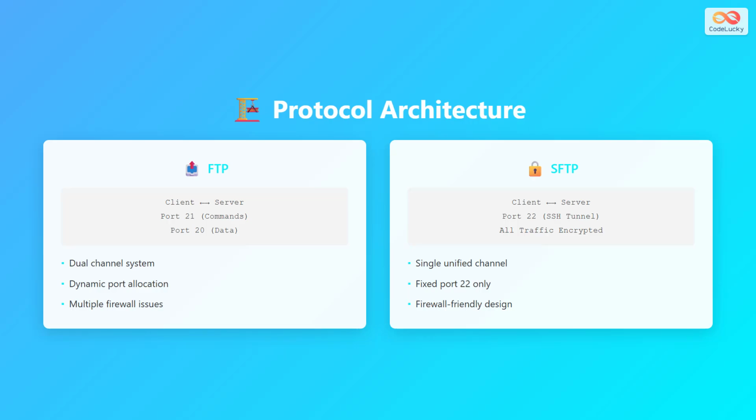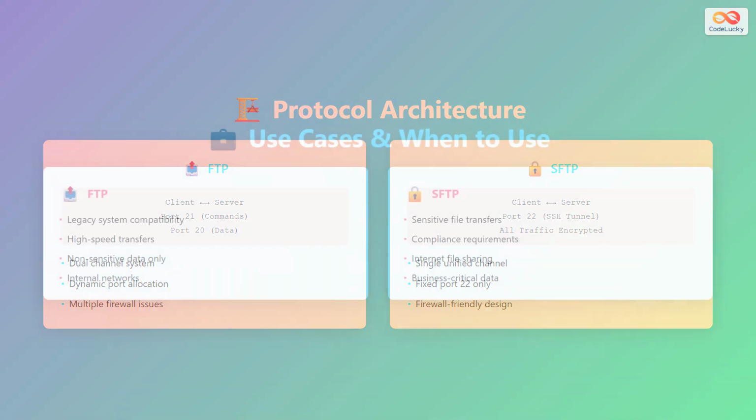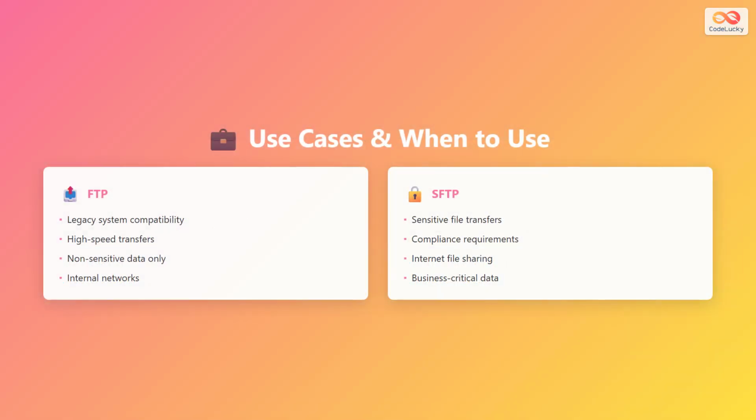It establishes a single SSH tunnel on port 22. All traffic, whether commands or data, travels through this one encrypted connection. This single-channel design is much simpler to configure and far more firewall-friendly. You only need to open port 22 on your firewall. With FTP, you might need to open additional ports and configure complex firewall rules. So when should you use each protocol?